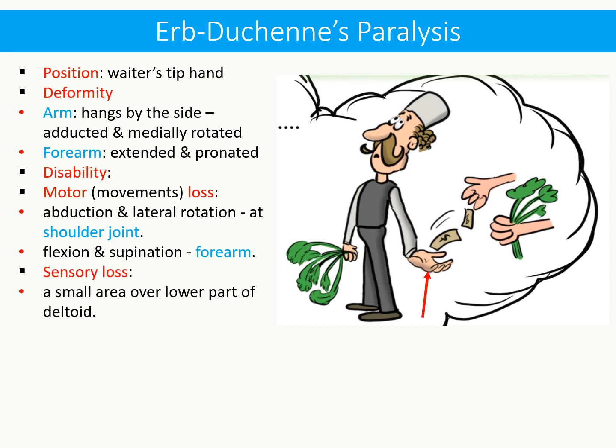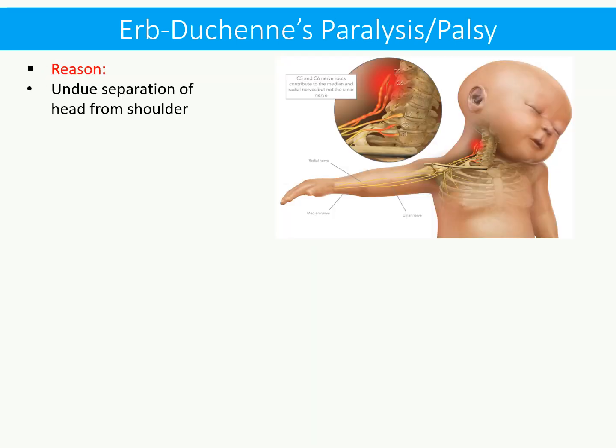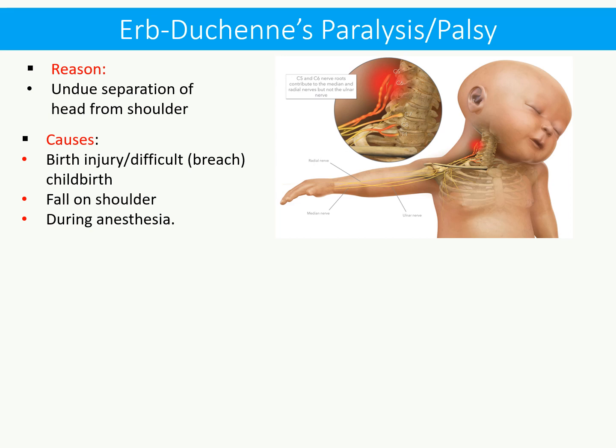As regards the sensory loss, a small area over the lower part of the deltoid is affected. In addition, biceps and supinator jerks are lost. Reason for Erb's paralysis is undue separation of the head from the shoulder as shown in the diagram. This stretches the upper part of the brachial plexus.